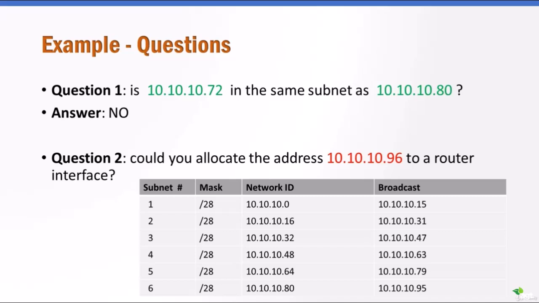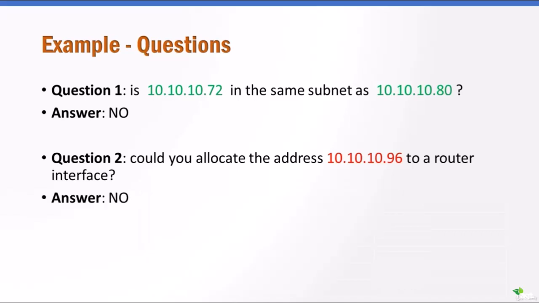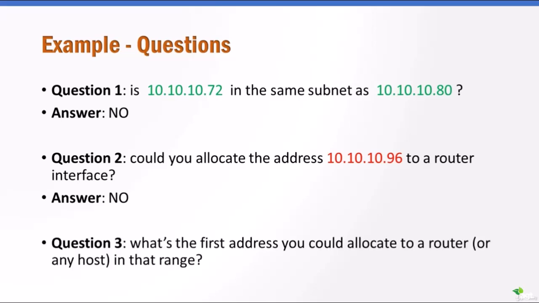So the answer to the second question is no. You can't allocate that address to a router interface or any other device in a network. Question number 3. What's the first address you could allocate to a router or any host in that range?